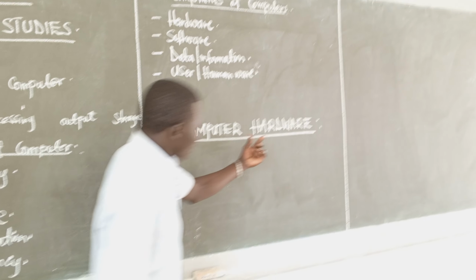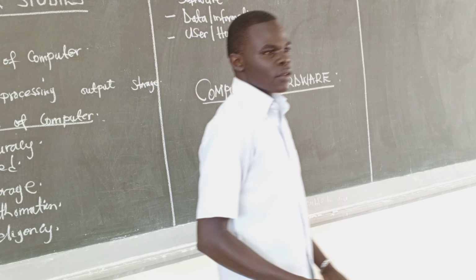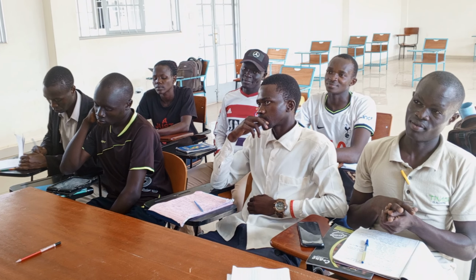As a class, who can remind us what computer hardware is? Yes, Mr. Omega? Computer hardware is a device which is tangible and you can touch it, see it and feel it. In other words, they are tangible devices in a computer. Yes, another definition? Computer hardware are the physical parts of a computer and related devices. Well done for that.